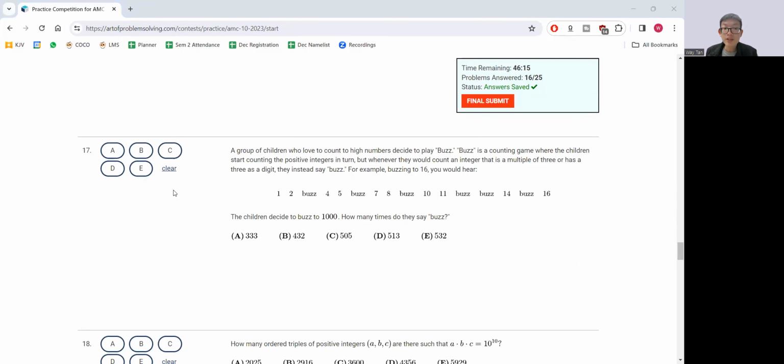Okay, question 17. It's like the FizzBuzz game, right? FizzBuzz is a very famous programming exercise or programming interview exercise.